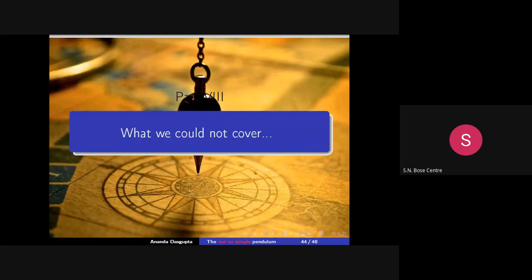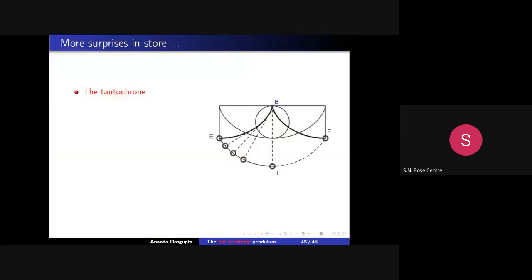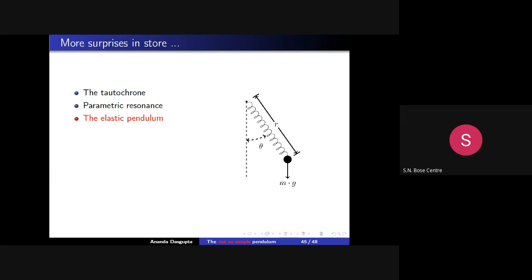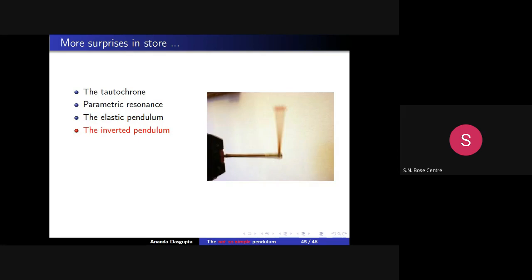So to finish this, what didn't we cover? We didn't cover the theory of the tautochrone. We didn't cover the wonderful idea of parametric resonance, which tells you why a children's swing actually swings more if you can pump your legs up and down at the right time. The mathematics behind it is actually surprisingly complicated. The elastic pendulum shows parametric resonance of this kind, and also a lot of other behavior. You can have an inverted pendulum if you shake the pendulum's point of suspension rapidly enough. The pendulum will actually oscillate about the upward vertical, the so-called Kapitza pendulum.